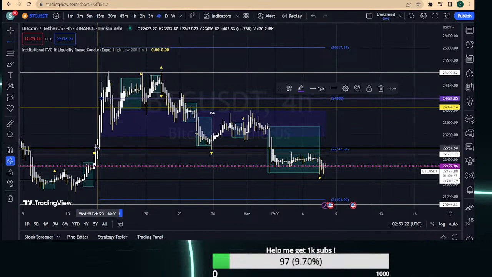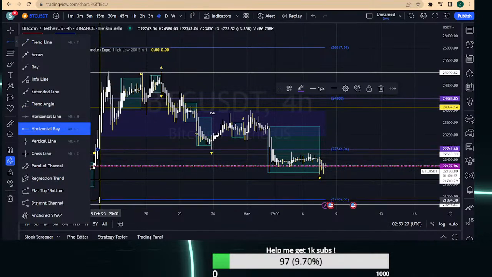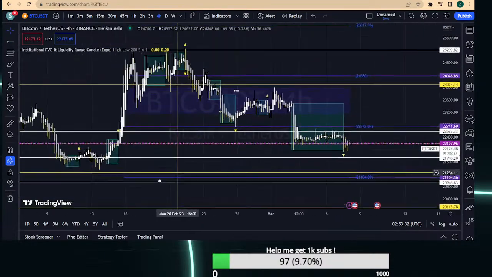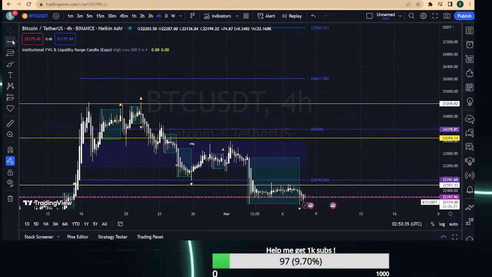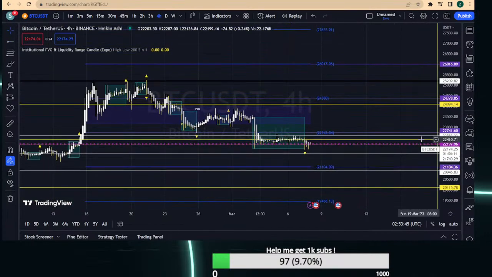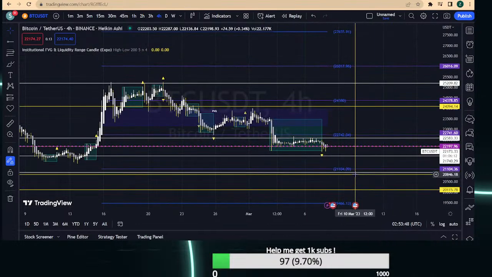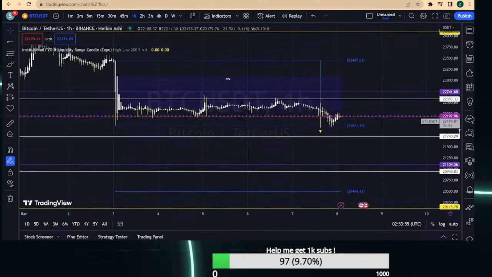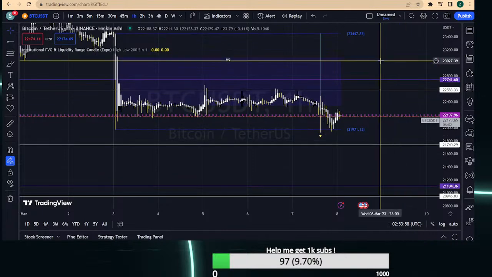We'll do another one here. And then we'll do the one up here. I always forget that it locks. So now that we have our 4-hour SR levels mapped out, let's go ahead and go down to the 1 hour. Zoom out a little bit here.